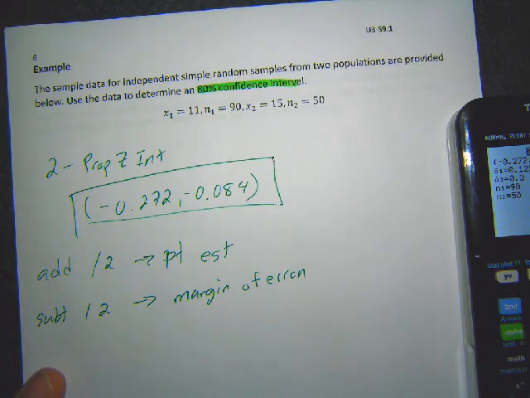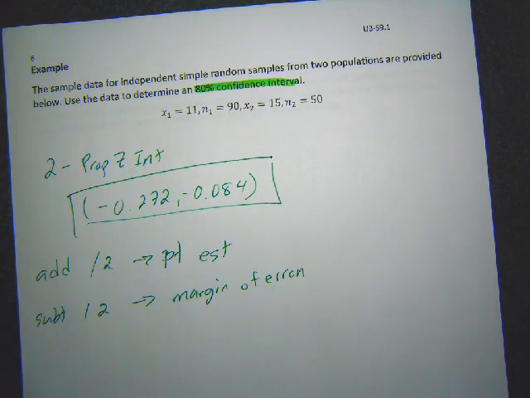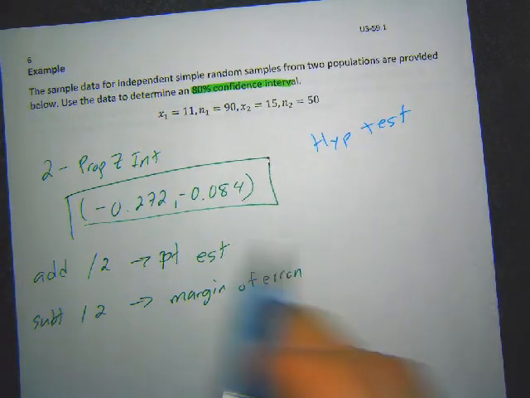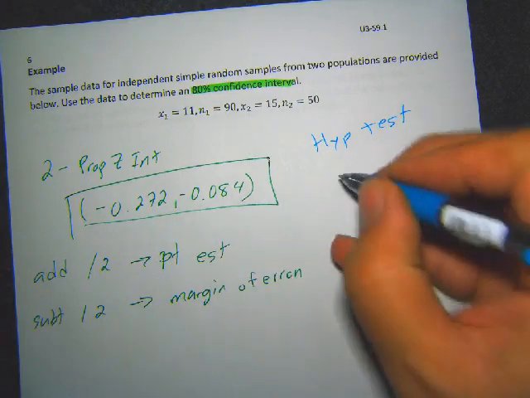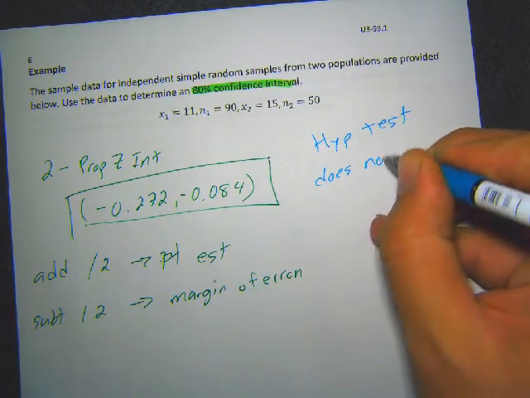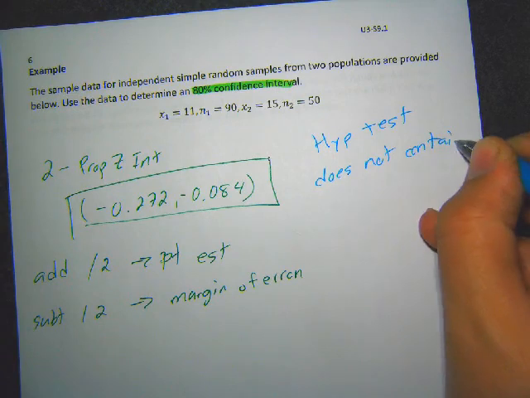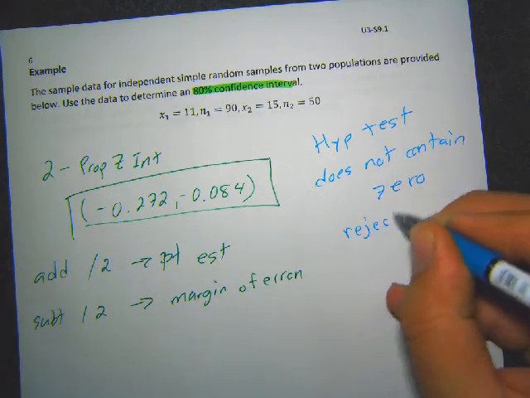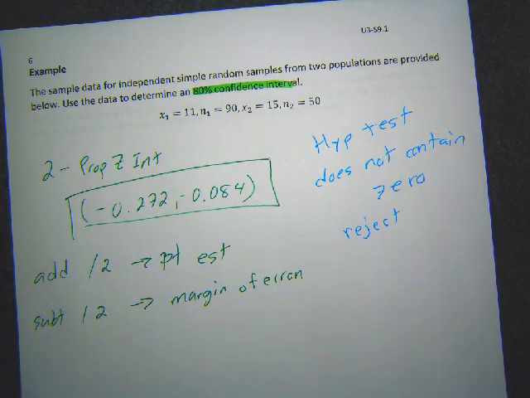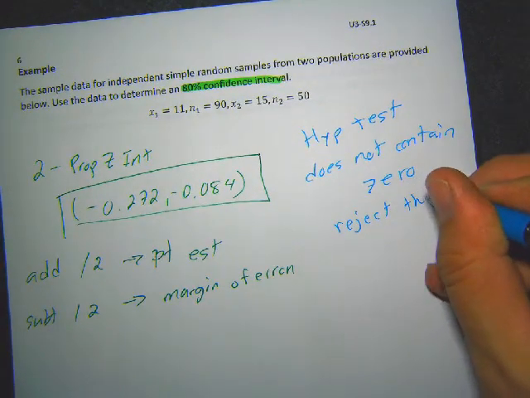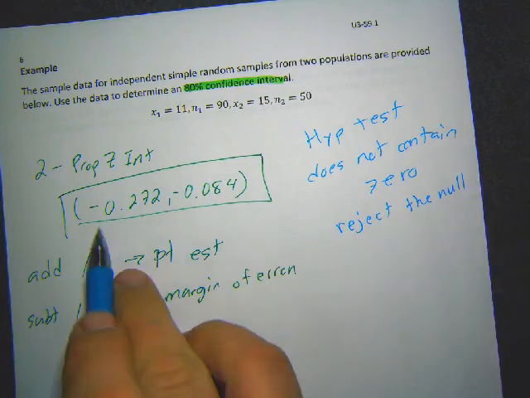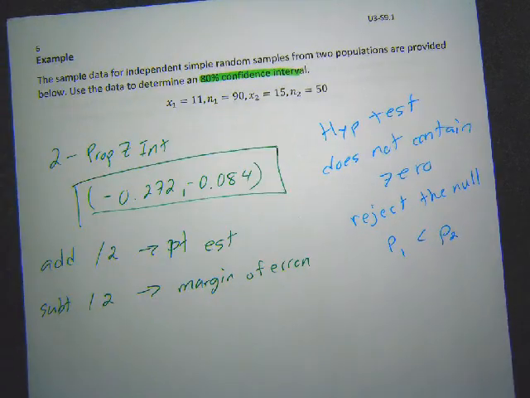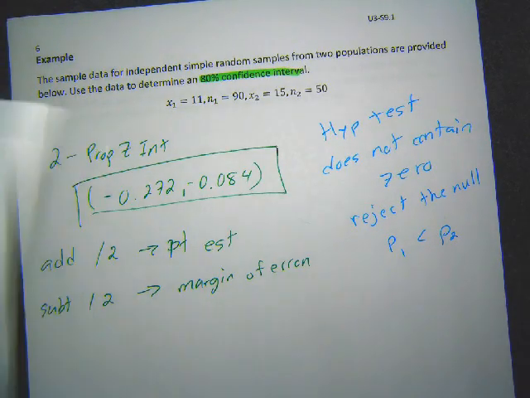Now that's actually enough information if you're trying to do a hypothesis test. You could use this to note that there is no 0 in this interval. It does not contain 0. So you would be able to reject the null, because you could say, well, 0 is not in there, so I don't think equality fits, and so you'd reject the null. And because these are both negative, you're actually showing that P1 is less than P2, which is what we showed in the previous problem up here.